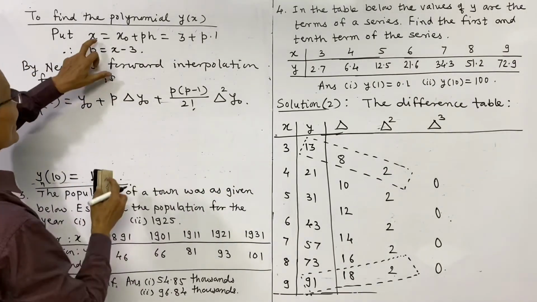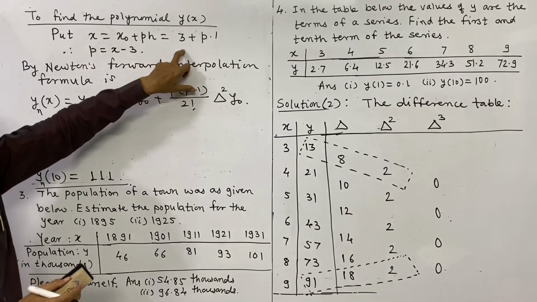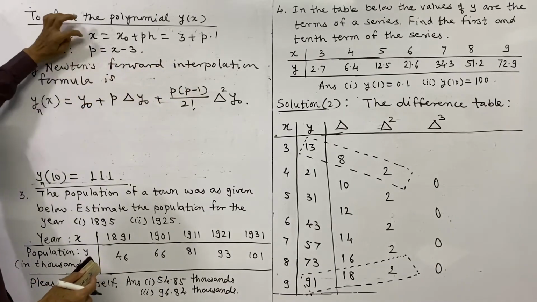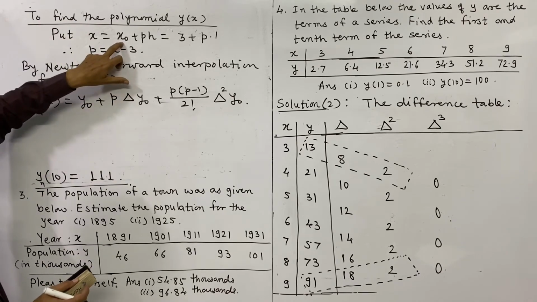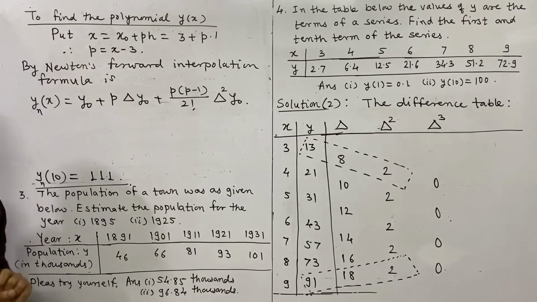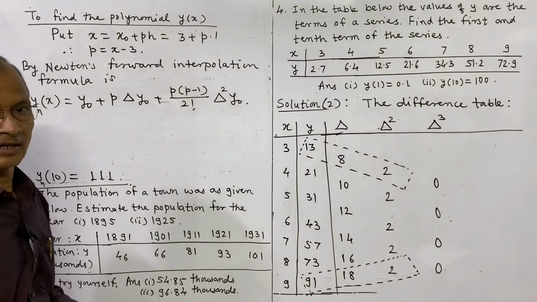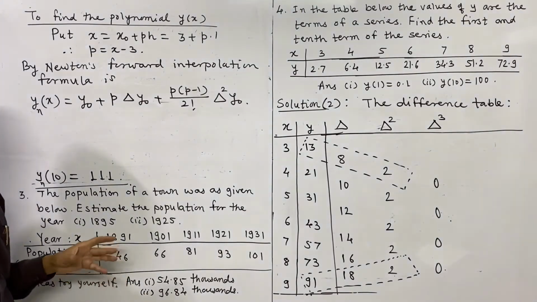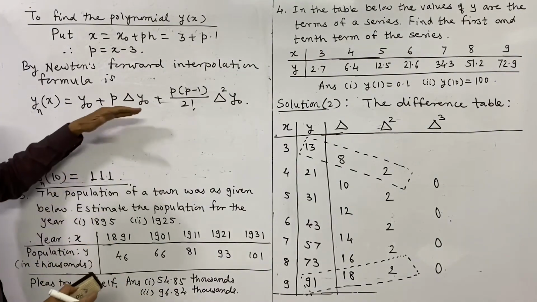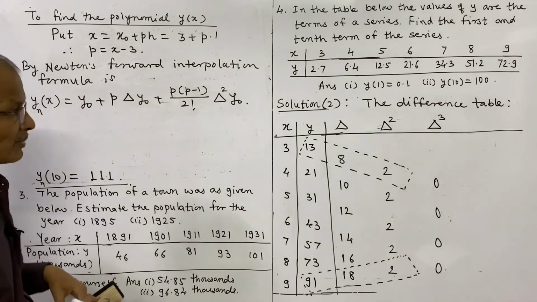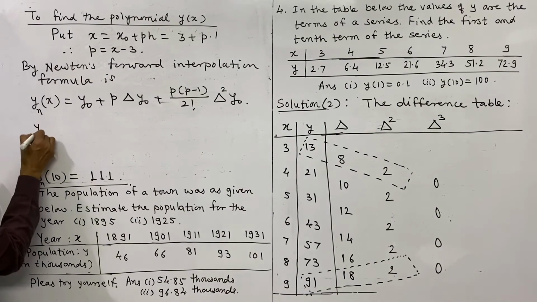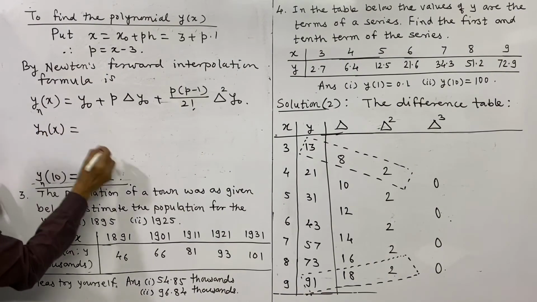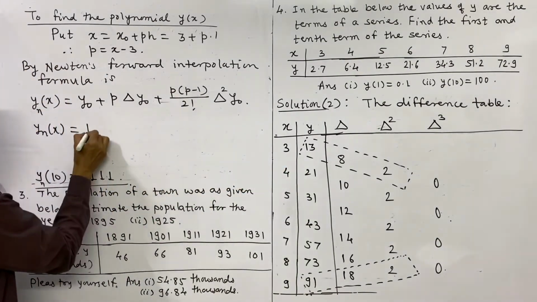Here we have considered x as x and p is written in terms of x. Earlier we put x is equal to 1, and at the last, taking x as xn, we put x is equal to 10. You should note these steps and these differences in obtaining the values of the polynomial and the particular point. So yn at x is equal to y naught is 13.